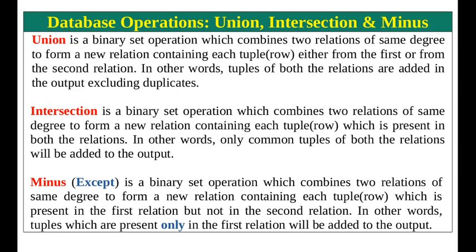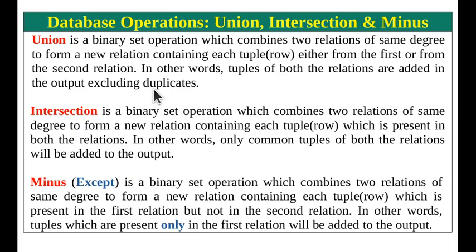Database operations: union, intersection and minus. Union is a binary set operation which combines two relations of the same degree to form a new relation containing each tuple, row, either from the first or from the second relation. In other words, tuples of both the relations are added in the output, excluding duplicates.